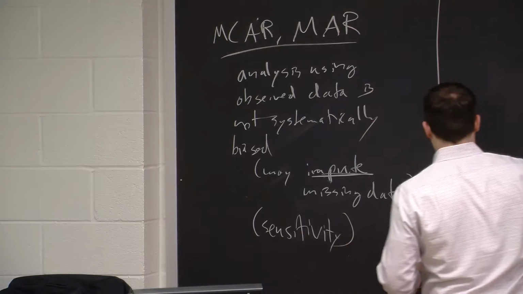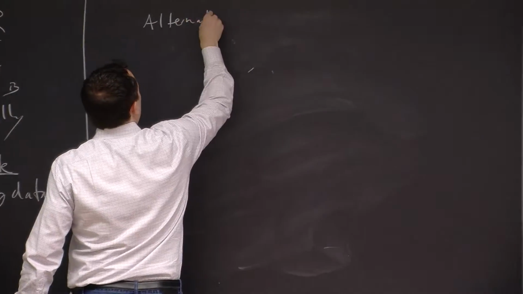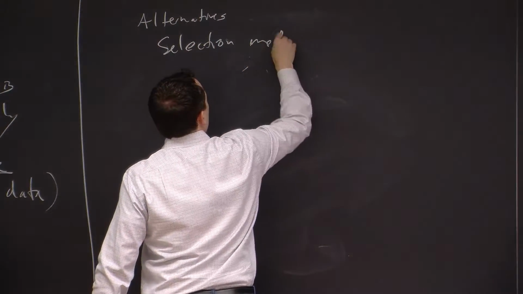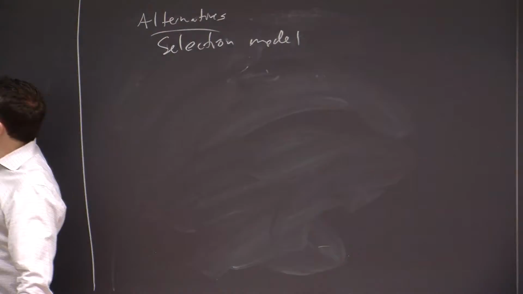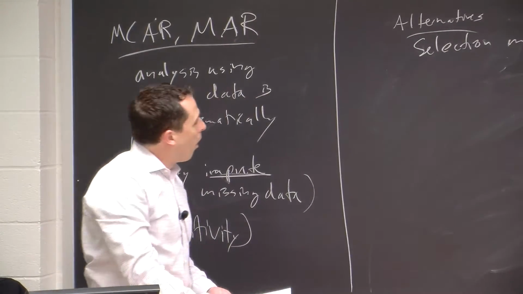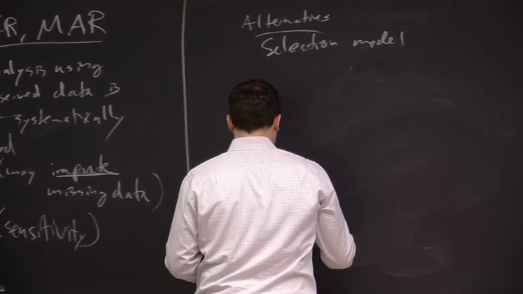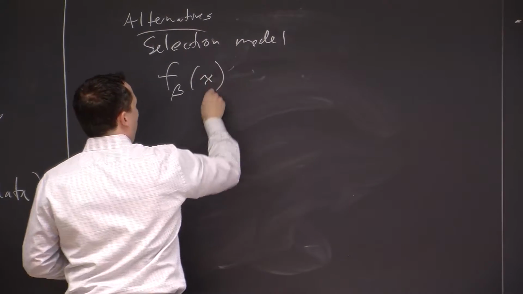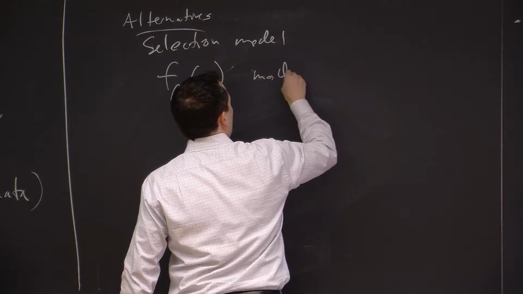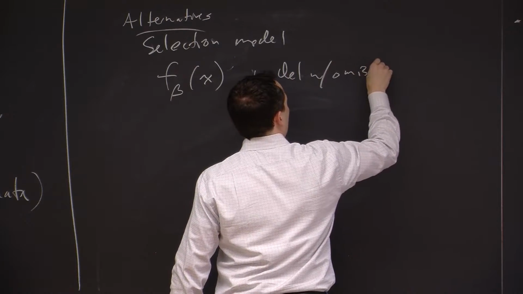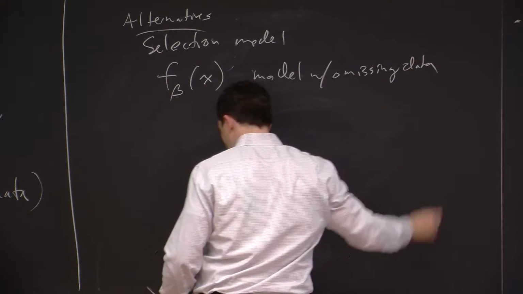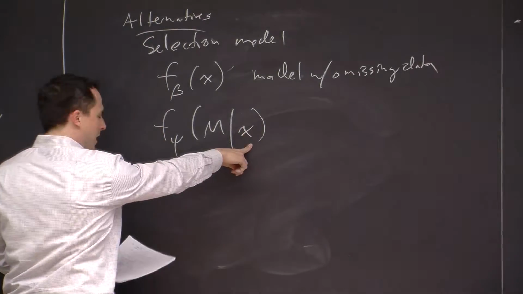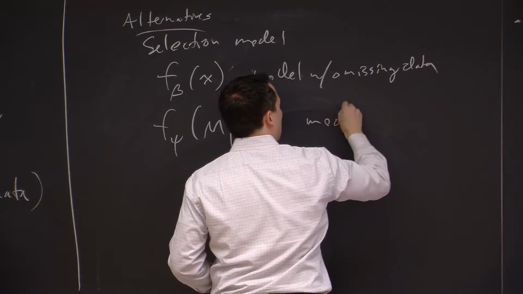So some of the alternatives include what's called a selection model. In other words, an alternative to missing completely at random and missing at random is some other assumption about the distribution. A selection model is something like: we have a density function on the outcomes, a model without the missing data. We have another probability distribution on missingness given the outcome we observe. So we have a model of missingness.